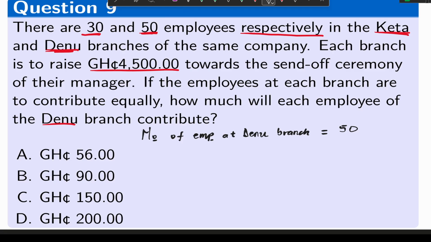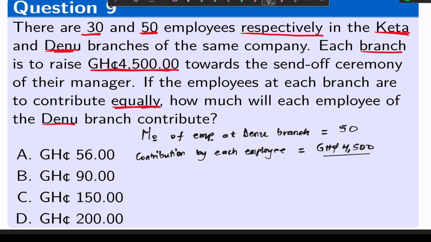And in all, each branch is to raise 4,500 Ghana cedis, and the employees are to contribute equally. So to find how much each employee is going to pay, we just have to divide 4,500 by 50, right? So the contribution by each employee is going to be 4,500 Ghana cedis divided by 50. So this zero is going to cancel out this zero, and 5 goes into 450 90 times, right? So the employees at the Denu branch are going to pay 90 Ghana cedis each. So the correct option is option B.